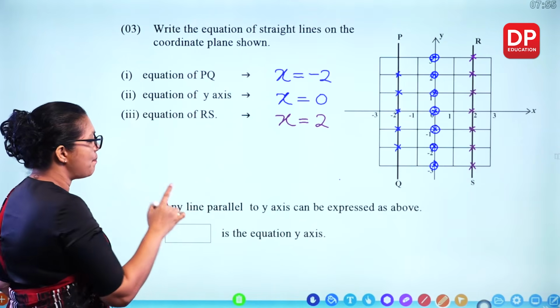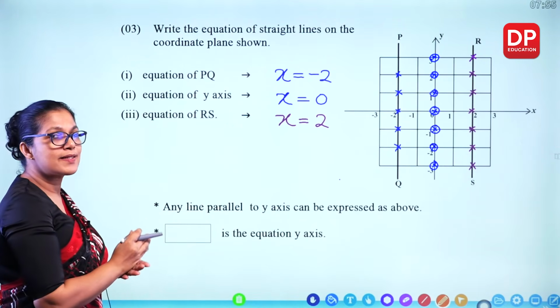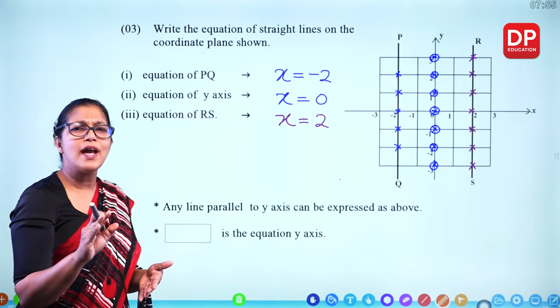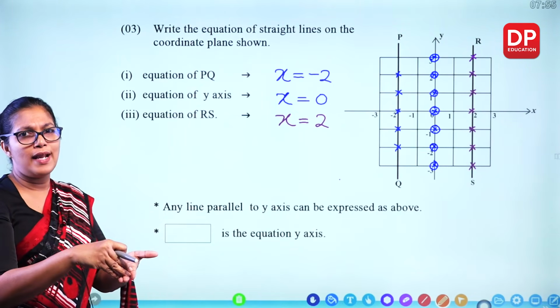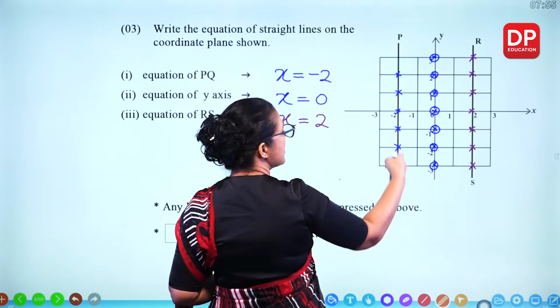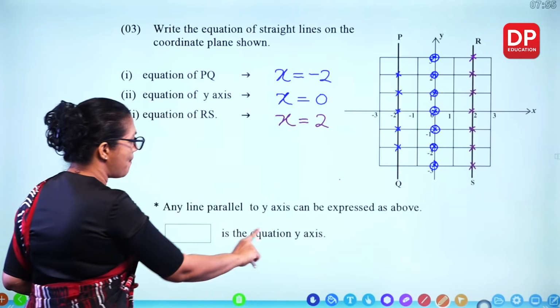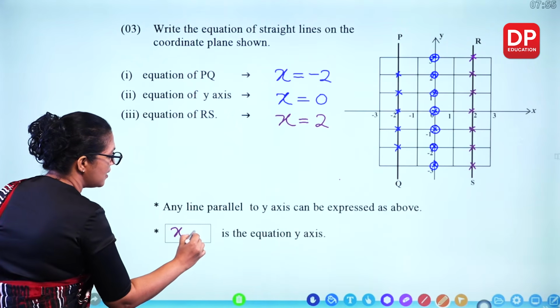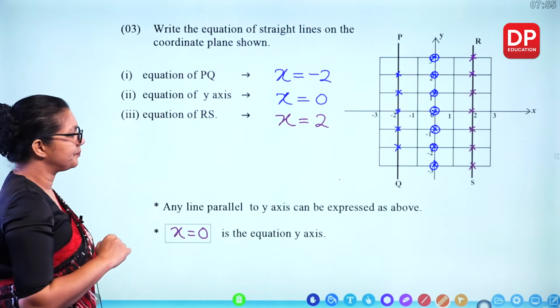So any line parallel to the y-axis can be expressed as above. So when you get a vertical line, you always get x equals a value. So the value depends on the x coordinate. Now remember, the y-axis equation is x equals 0.